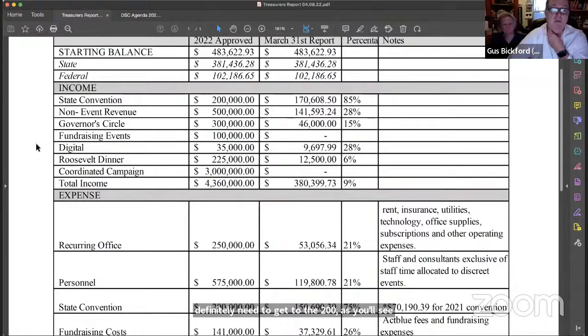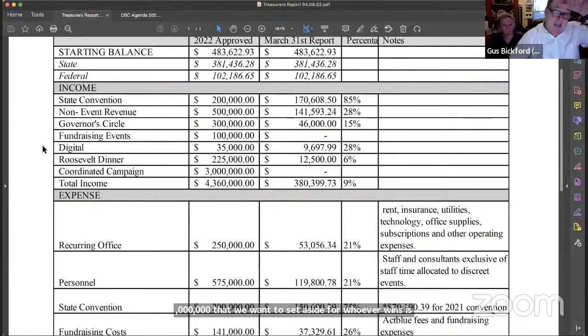We are going to definitely need to get to the 200, as you'll see as we get further down. Non-event revenue, this is the revenue that comes in pretty much on an automatic basis in years from traditional sources, and we're at 28, and that should end up at 500 by the end of the year. The Governor's Circle, we have an event a week from tomorrow, so that will pick up again. And when we reach that 300,000, that should get us to the $1 million that we want to set aside for whoever wins the nominee.